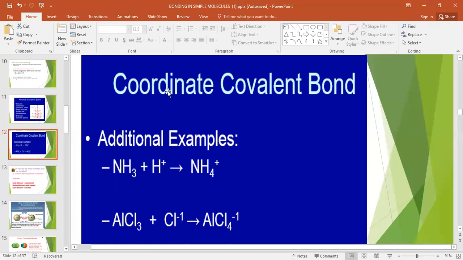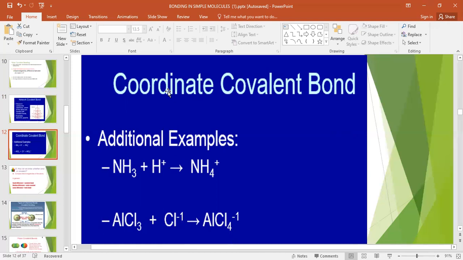Both are the same. Maybe the question will come with reference to coordinate bond or with reference to dative bond. Both have the same meaning, same concept; only the names are different. So what is the answer for this? When they share a pair of electrons, not one, a pair of electrons with another element, we call it a dative bond, we call it a coordinate bond.